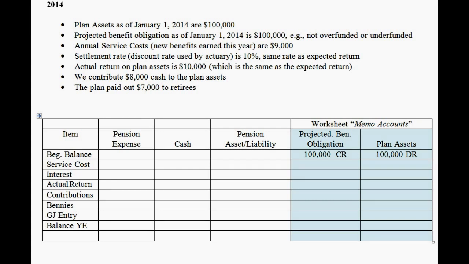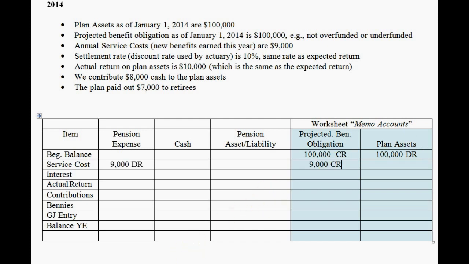So let's take a look at a really simple worksheet. In this example, it tells us the plan assets, the stocks and bonds and real estate we've set aside, have a value of $100,000. We're also told that the actuary has calculated that the projected benefit obligation is $100,000. So it's not overfunded or underfunded. First thing that happens is we're told that the annual service cost, the new benefits earned by our employees this year, is $9,000.